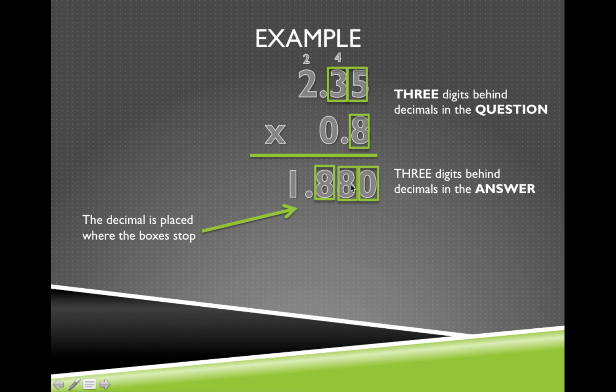So you can just go ahead and put 3 boxes starting from the right, and wherever those boxes end, that's where the decimal is going to go. So 3 digits behind the decimal in the question, you have 3 in the answer.